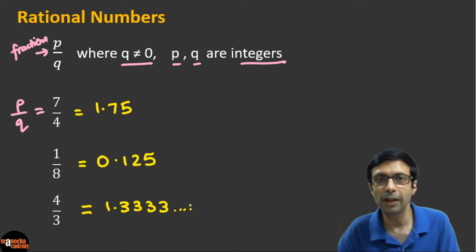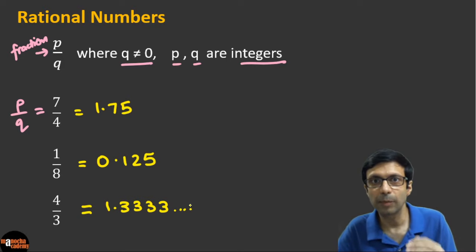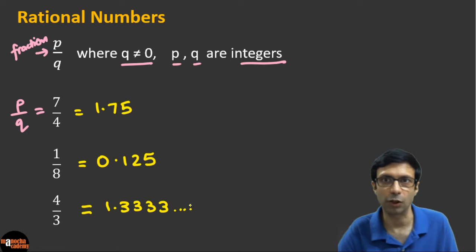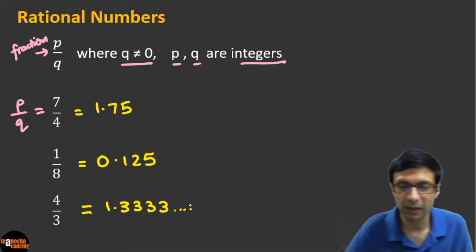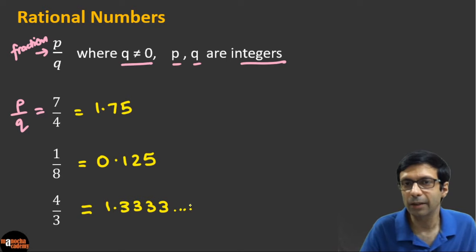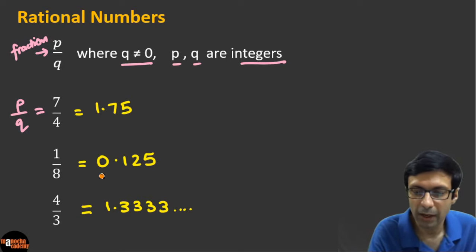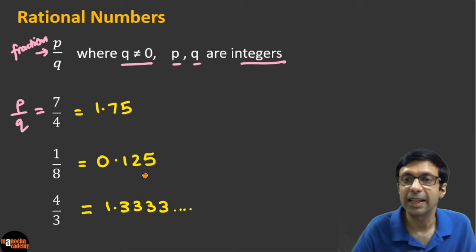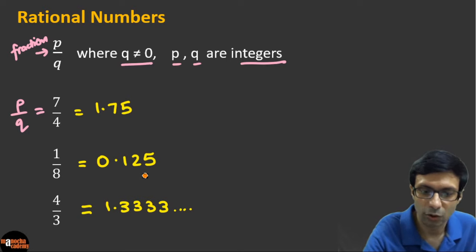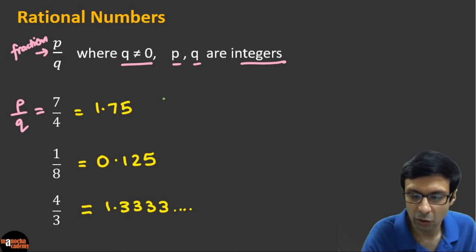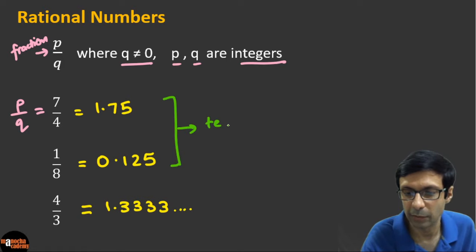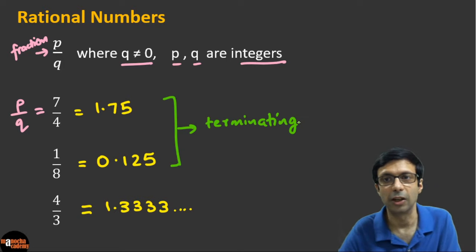Okay, so note what we've done here. We said rational numbers can be expressed as fractions of the form p by q, where p and q are integers. And here I have some examples for you. We've expressed these fractions as decimals. So now, what is the pattern that you noticed here? Can you see that in the first number, 1.75, and the second number, the decimal terminates? So take a careful look here. These are known as terminating decimals, because the decimal is terminating.